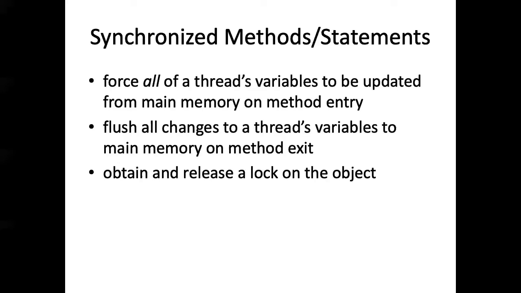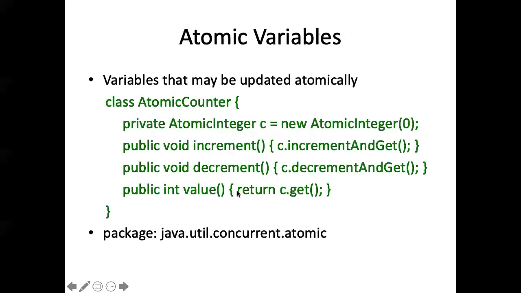Okay, and this just summarizes what I was talking about. So both of them force all of a thread's variables to be updated from main memory on method entry and flush those changes to the thread's variables on method exit. And they both require the obtaining and releasing of a lock on an object.